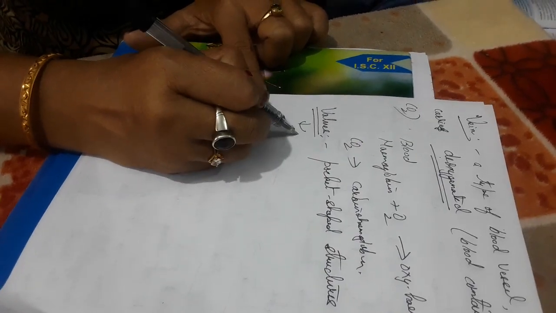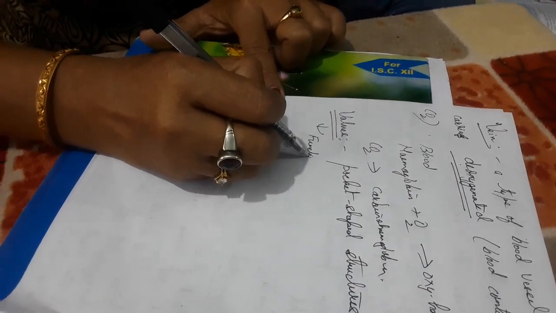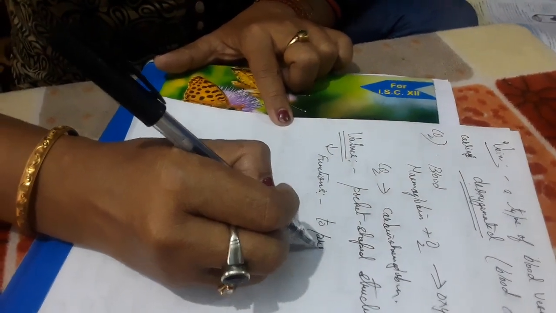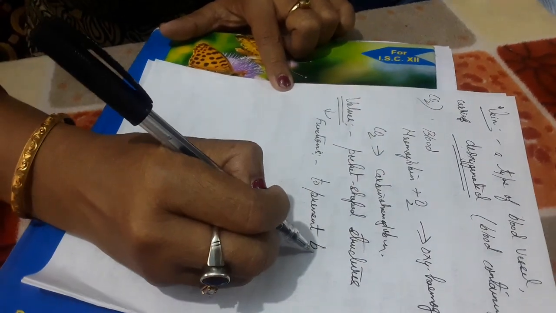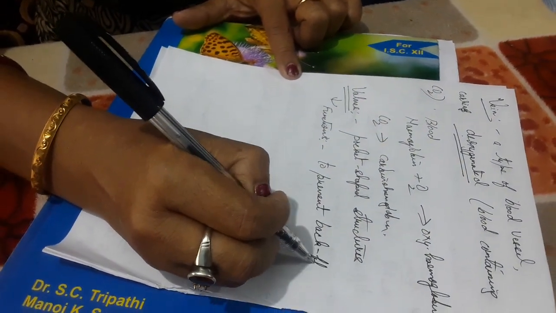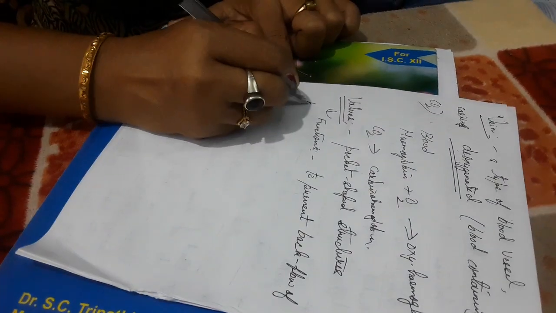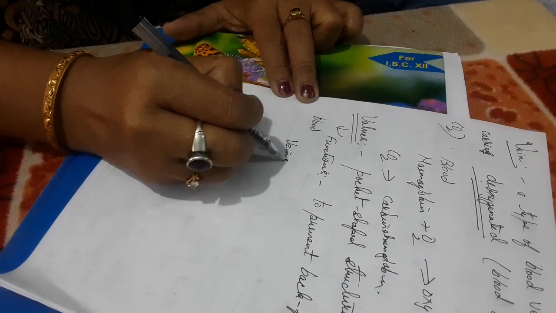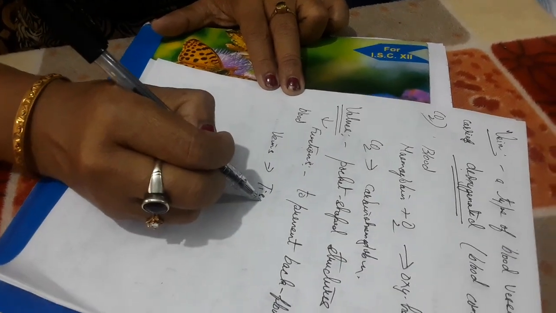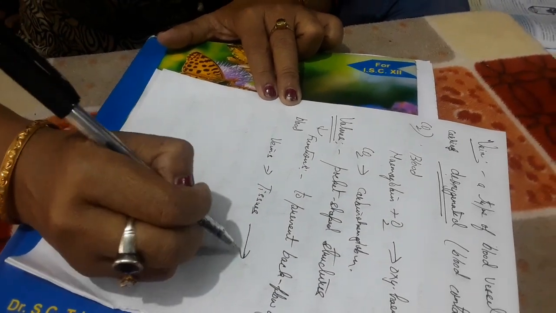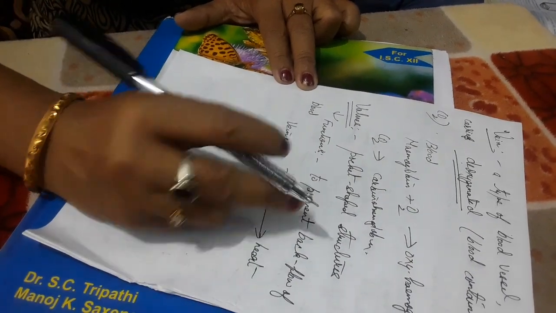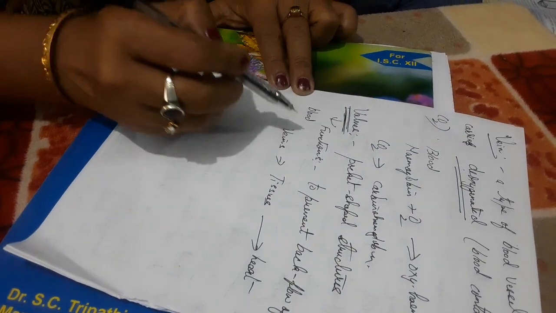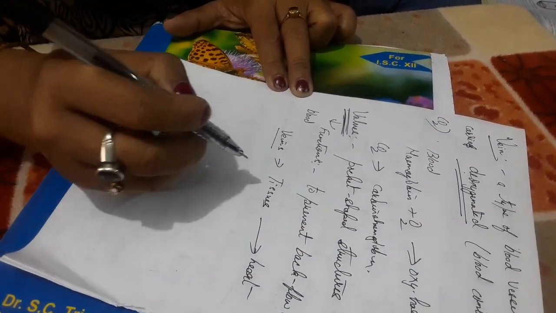What is the important function? The important function of valves is that they prevent the backflow of blood. The veins carry blood from the tissues or organs back to the heart. Since the blood flows against the gravity, these valves are present in the veins to prevent the backflow.